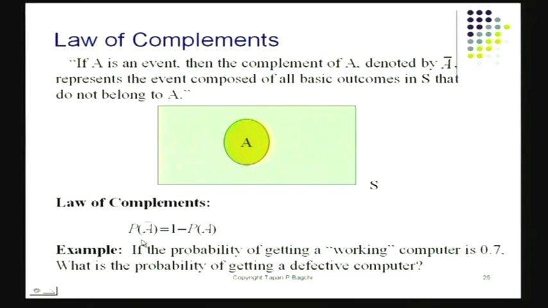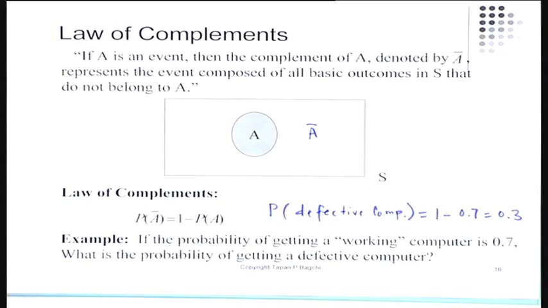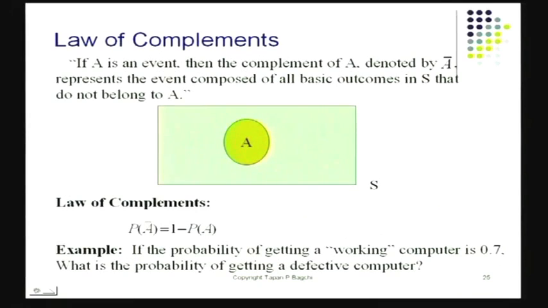And let's take a very simple example. The chance of getting a computer working is 70%. 0.7 is the probability of a computer working. And then what am I talking about? I am talking about the chance of my getting a defective computer. Now notice, working computer and defective computer are complements of each other. If the chance of the computer working is 0.7, obviously the chance of the computer not working is 1 minus 0.7, which is equal to 0.3, which is what we have shown here.